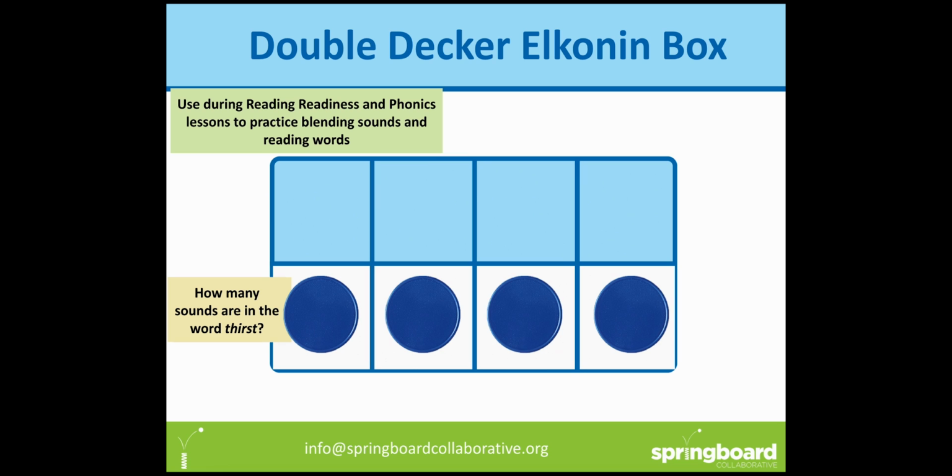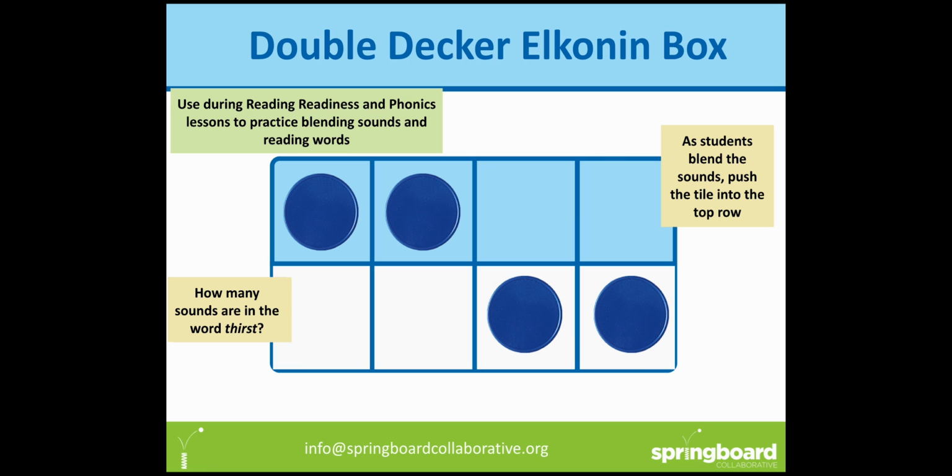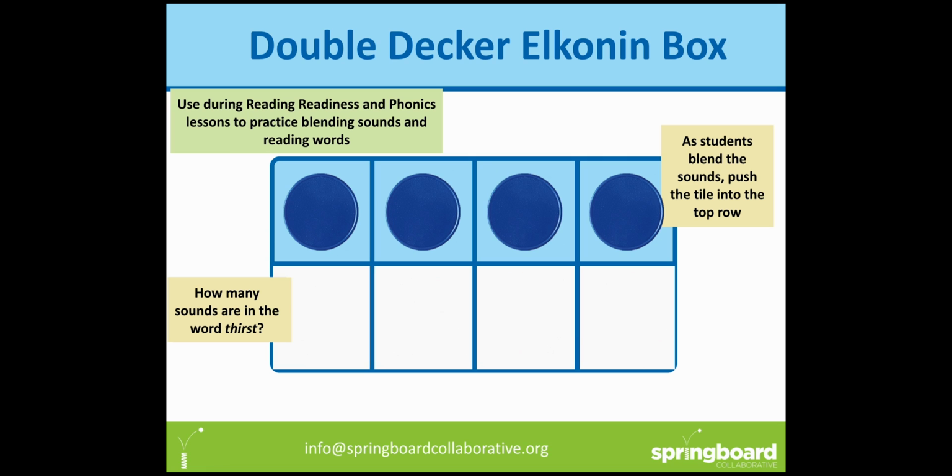Sometimes using alphabet tiles can be confusing when the phonemes do not have a one-to-one correspondence, so for these types of words, tokens or counters work best. Then as students blend the sounds, they push the tile representing that phoneme into the top row. Th, s, t, thirst. You can find Elkonin boxes in each level student resource book and teacher resource book.